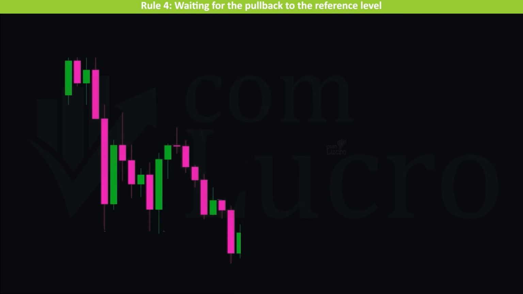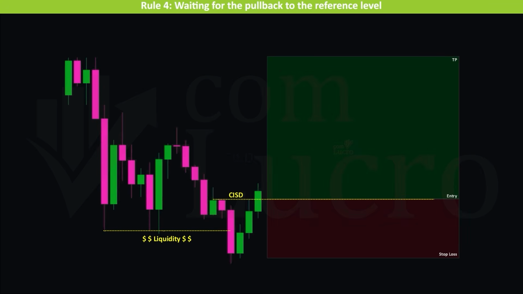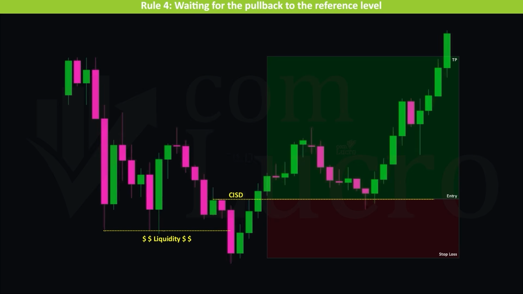Rule number 4, waiting for the pullback to the reference level. After price breaks below or above the origin point of the prior delivery, it is important to wait for a retracement. This pullback allows traders to evaluate whether price accepts the new state of delivery. Rather than viewing this strictly as a structural flip from support to resistance or resistance to support, the focus should be on how price behaves when it revisits this area. Acceptance or rejection during the pullback helps confirm whether the new delivery is likely to continue.